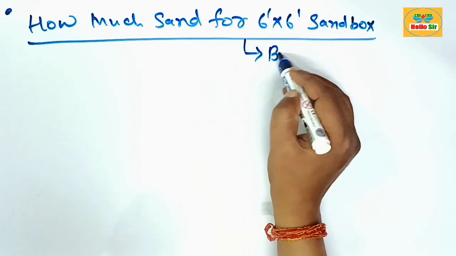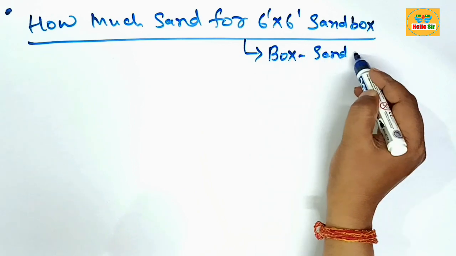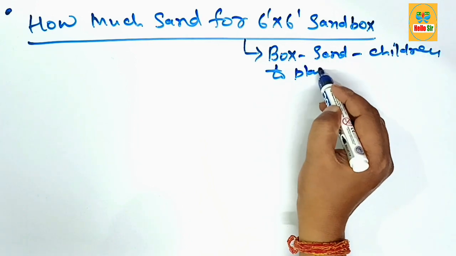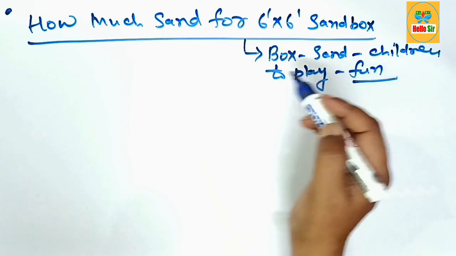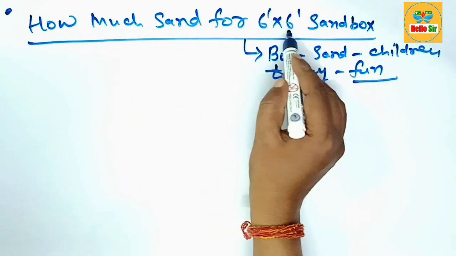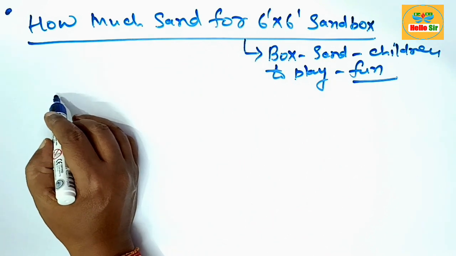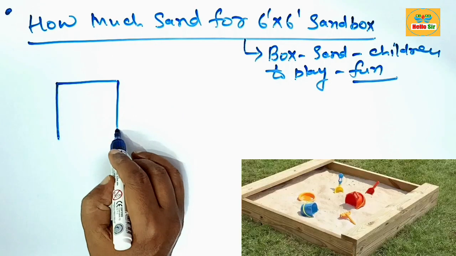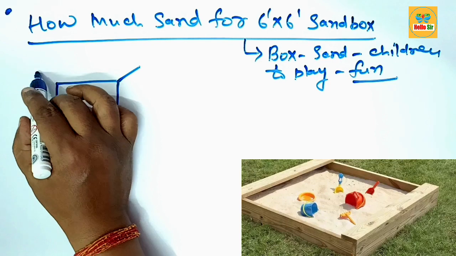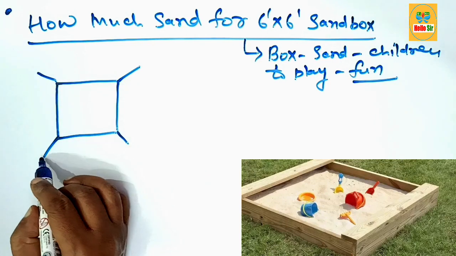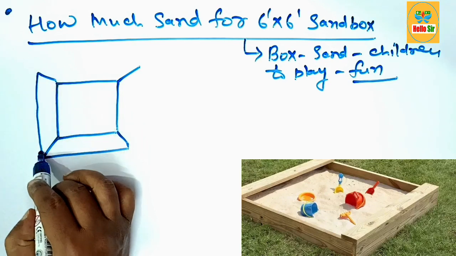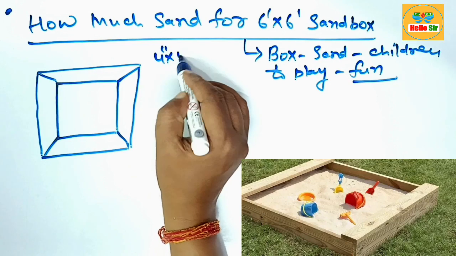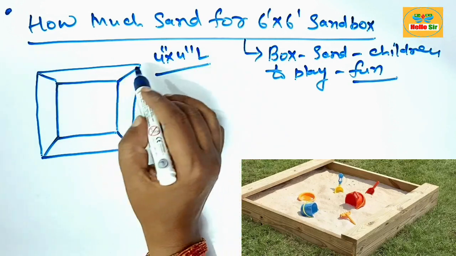As you know, it is a box containing sand for children to play and have fun with. Here you have a 6 by 6 foot sandbox. First, we make a rough diagram to understand the different dimensions of this sandbox. This is a rough diagram, and the whole perimeter of the sandbox is covered with 4 inch by 4 inch dimensional lumber.